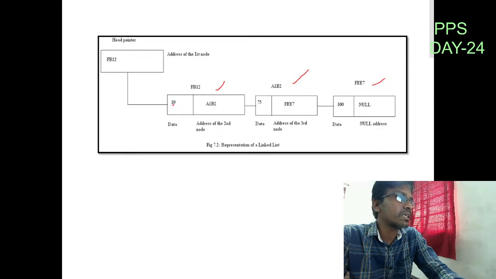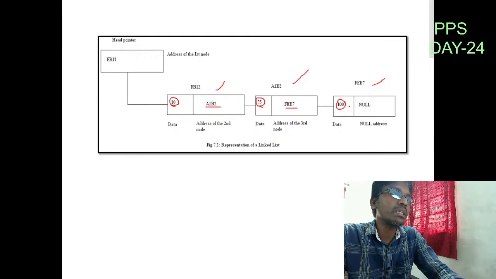The data fields contain numbers like 10, 75 and 100, and the link field of node 1 contains the address of the second node. The link field of the second node contains the address of the third node, and the link field of the third node would contain the address of the fourth node. In this example there is no fourth node, so the third node contains only a null address. The null address indicates that it is the end, the last node in the linked list.